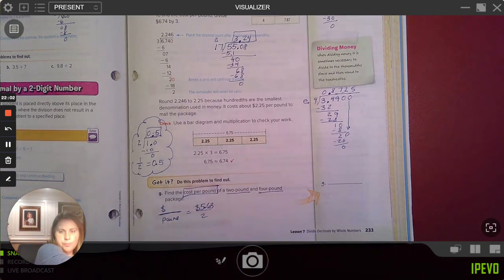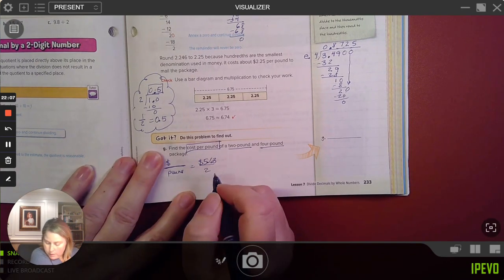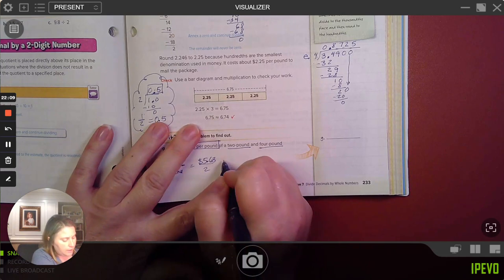I'm going to adjust the camera. Okay. I think I'll have to do it here. I don't think that's quite enough space.